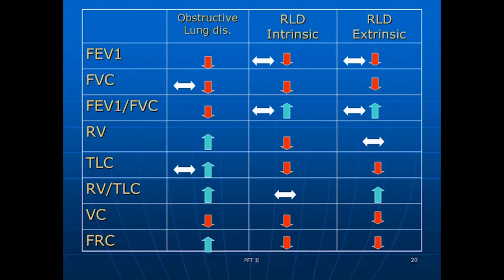This kind of gives you a graph of the two, but if you just know what I just talked about in each of those volumes and capacities, you should be good. Basically, all of the volumes and capacities were decreased in restrictive disease, but in obstructive disease, sometimes they're normal, sometimes they're increased, based on their FRC or their residual volume with the air trapping. So that's the second part of the pulmonary function studies.